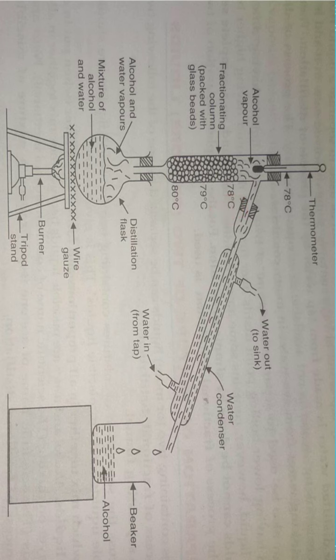So in this way different components in a liquid mixture have different boiling points, and according to their increasing order of boiling point we can obtain the components one by one. So this is one method to separate a mixture of two liquids, that is two miscible liquids.